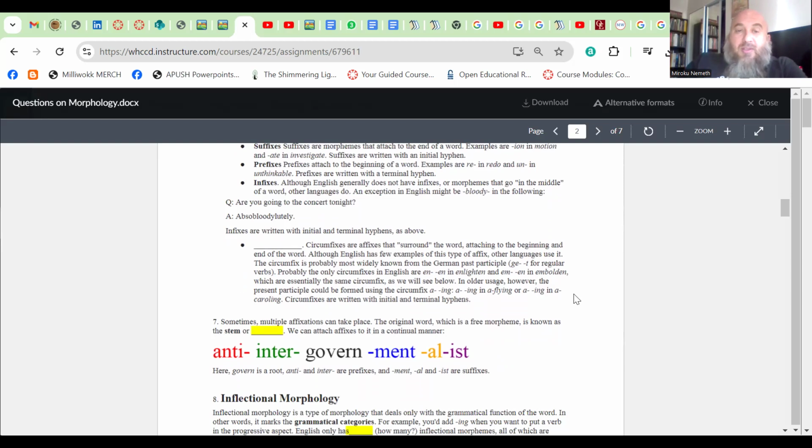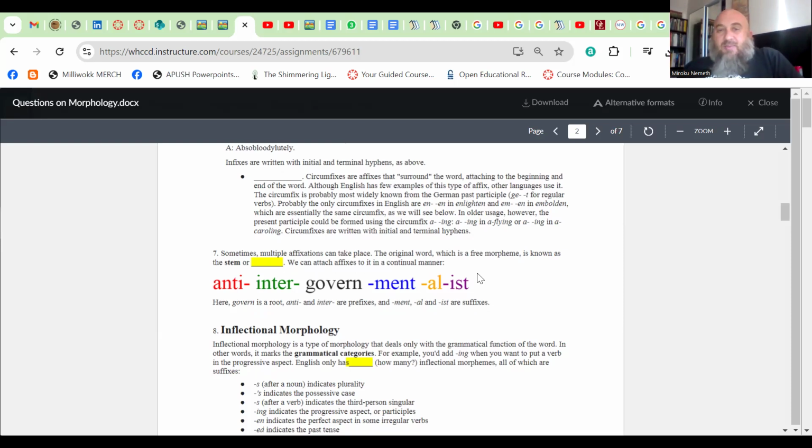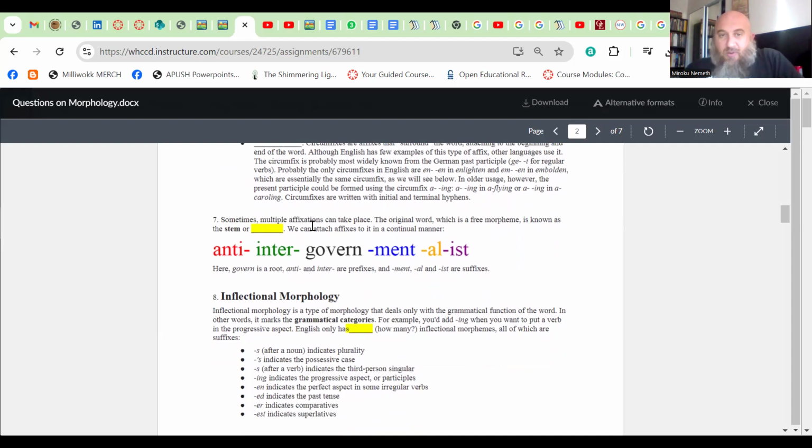Sometimes multiple affixations can take place. You can keep building them. The original word is a free morpheme, known as a stem or the root, and we can attach affixes. So the root is govern, and you add more until you get anti-intergovernmentalist. So this is when we're getting to morphology. It's not just the root word; it's all the ones you add to it.